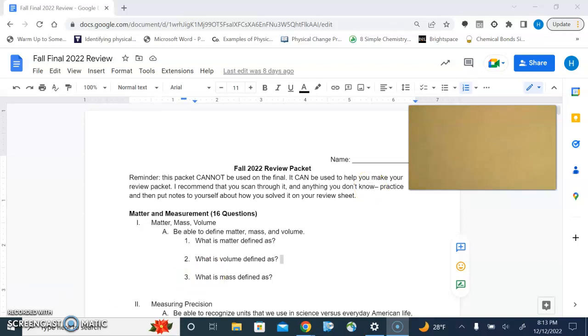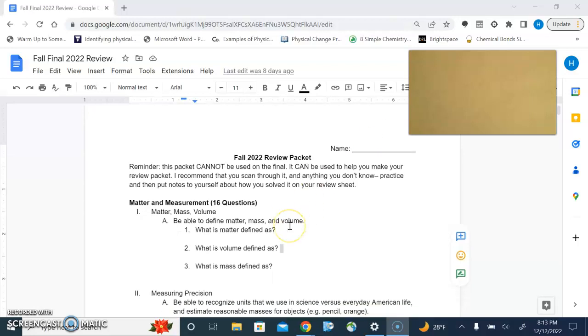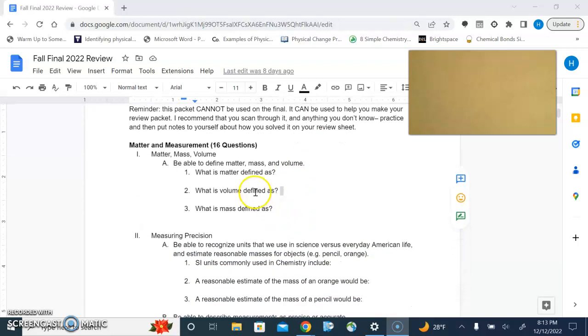Hi all, we're going to be starting this review video with talking about matter and measurement. So starting off here, these are definitions. Matter has mass and volume. Volume occupies space, and mass is the amount of matter. So those are definitions. This is kind of that first day when we started covering material.